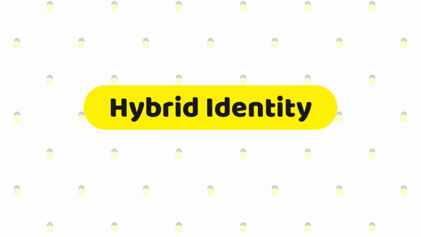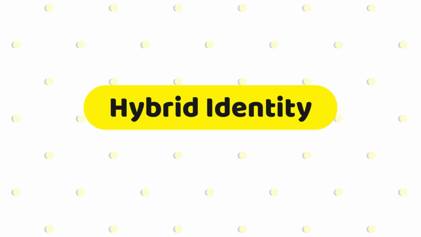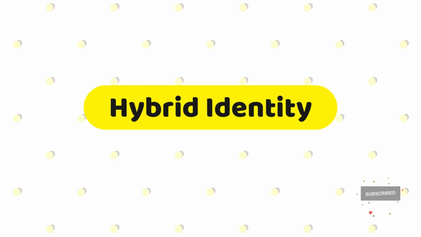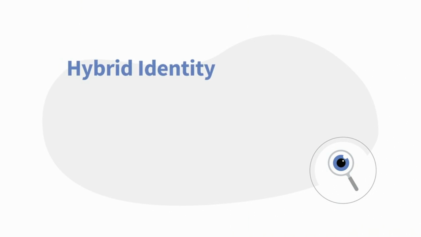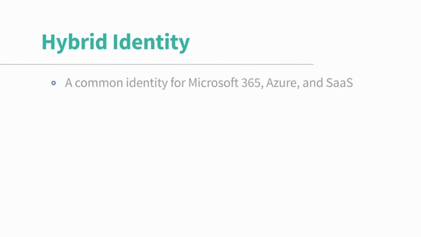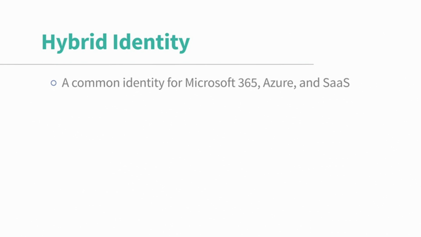Not everyone is completely in the cloud. Hybrid identity contains both on-premises and Azure cloud services for authenticating and authorizing users no matter where they are. Microsoft's identity solutions create a single user identity for authentication and authorization to all resources, regardless of location. We call this hybrid identity. This allows you to provide a common identity for your users for Microsoft 365, Azure, and software as a service applications integrated with Azure AD.